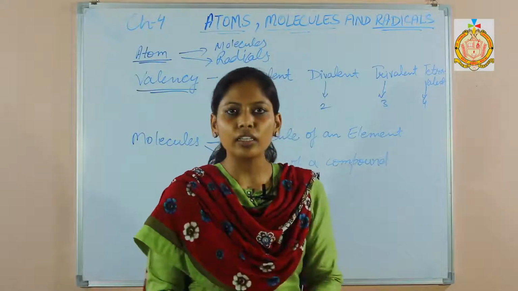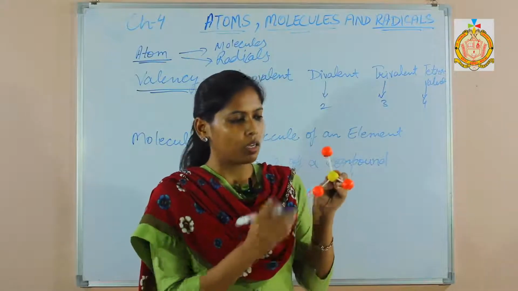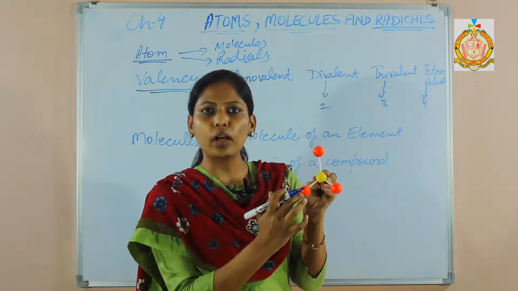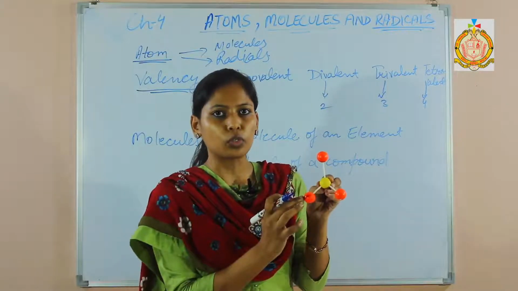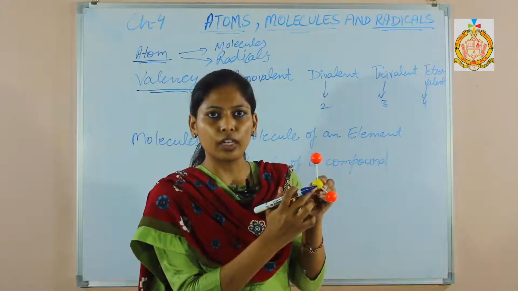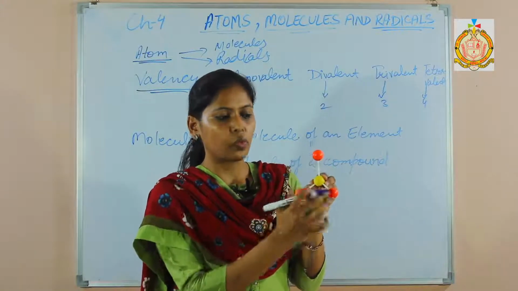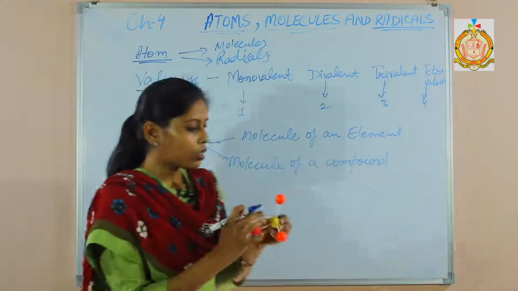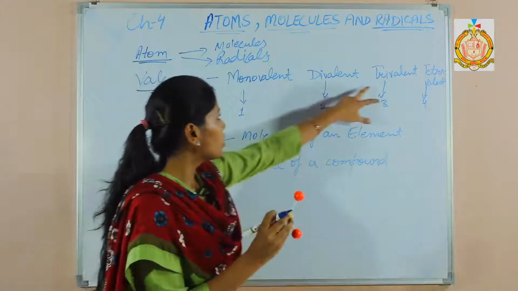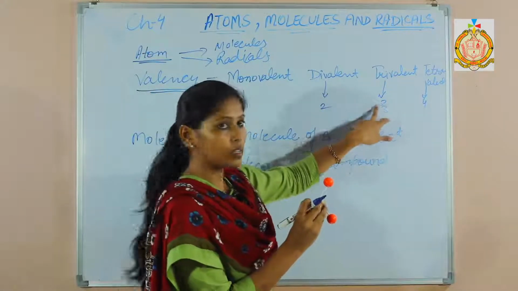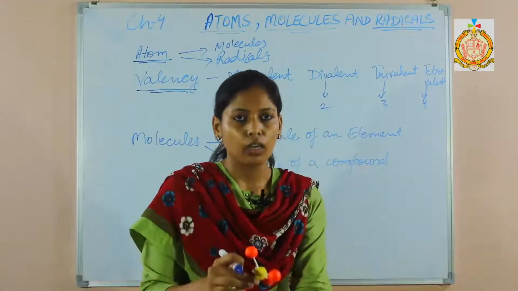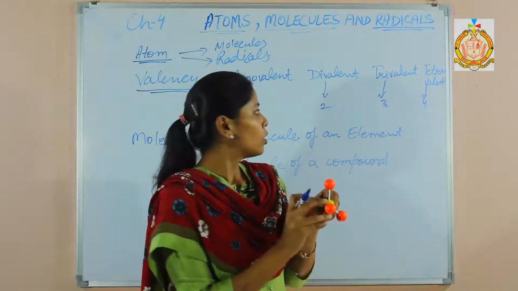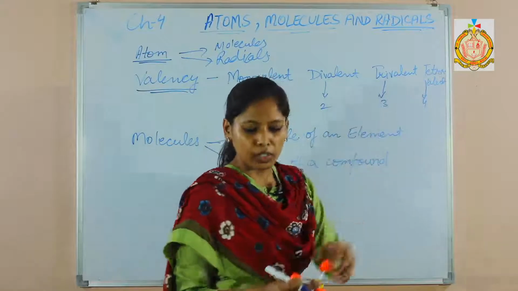Similarly, when we take another example, ammonia. See, this one is nitrogen, and again the orange balls represent hydrogen. What is the valency of the middle atom, nitrogen? How many hydrogens are there? 3. So the valency of nitrogen is 3. Nitrogen is in the category of trivalent because its valency is 3. And this one, carbon, in which category is it? Valency is 4, so it is in the category of tetravalent.